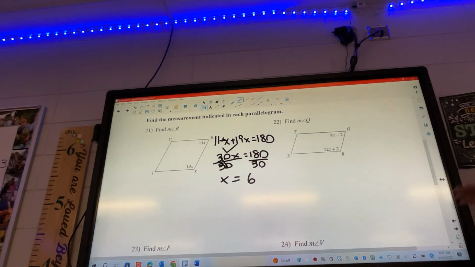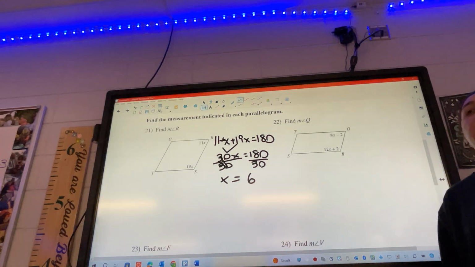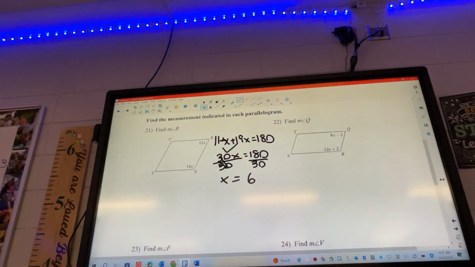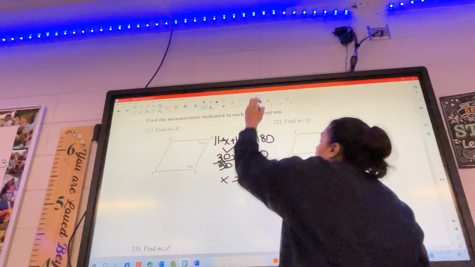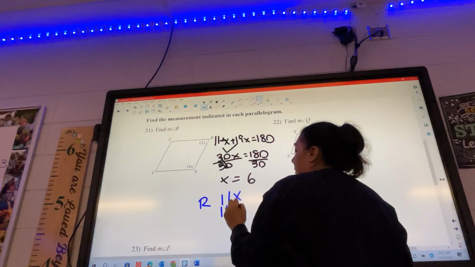So I'm going to tell you, if it said find u instead, once you find one angle, we can figure out all four. If you remember, the opposite corners are equal, and the same sides add up to be 180. So at this point, we're going to plug it back in, and in order to find r, which is 11x, it's really going to look like 11 parentheses 6.